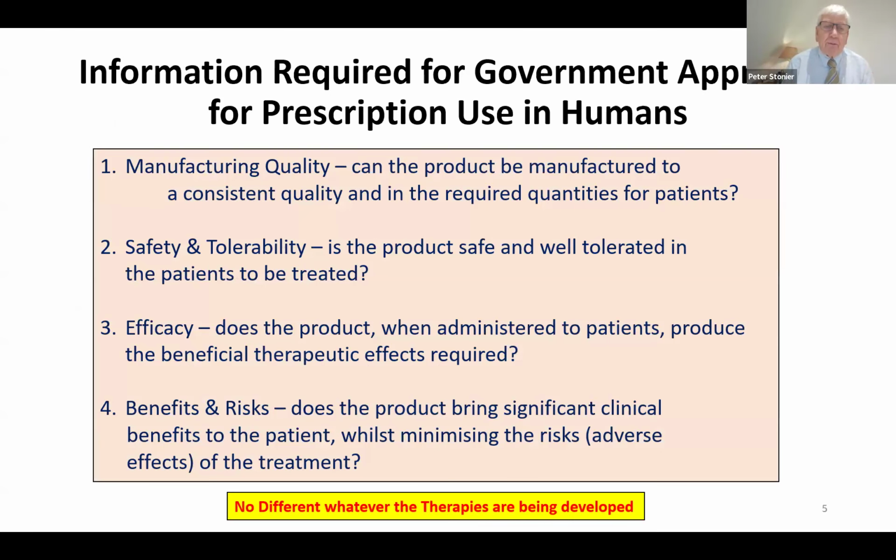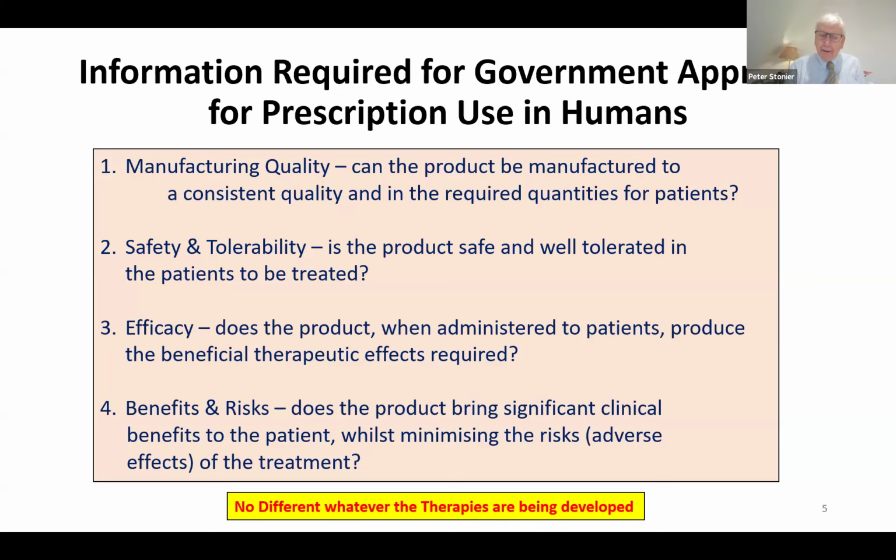Just to set us off, let's look at the information that is required for government approval for prescription use in humans of medicines, which is not different, whatever the therapies are being developed. Firstly, manufacturing quality. Can the product be manufactured to a consistent quality and required quantities for patients? Secondly, immediately, safety and tolerability. Is the product safe and well tolerated in the patients to be treated? Thirdly, efficacy. Does the product, when administered to patients, produce the beneficial therapeutic effects required?